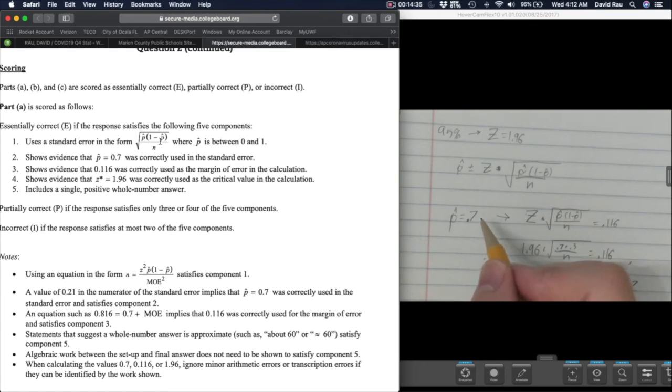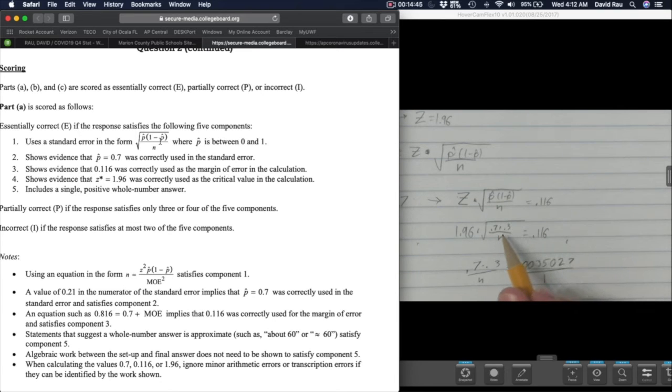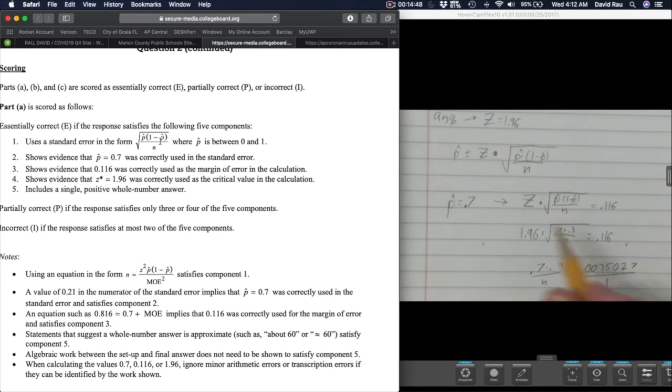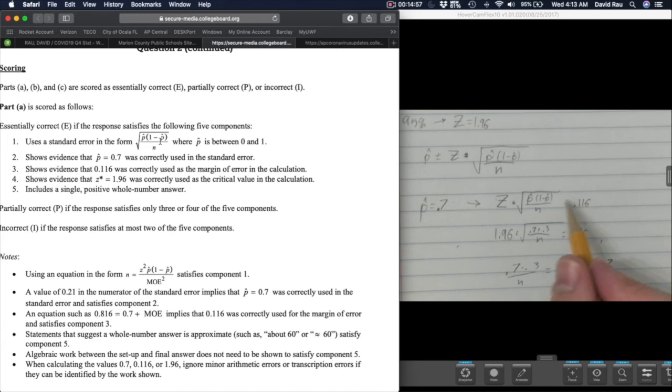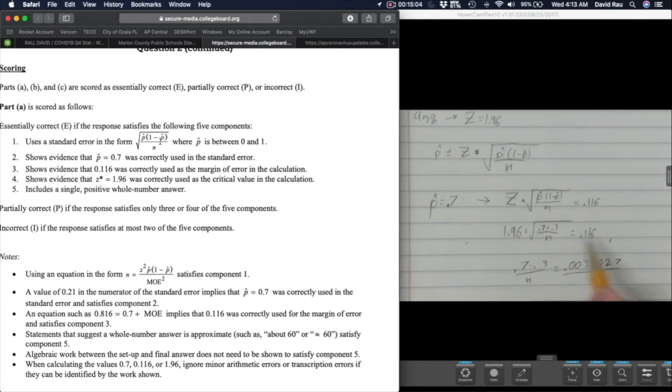Now I did this mathematically, but I didn't actually write out the calculation. Oh, show that it was used correctly in the standard error. Okay, awesome. Yeah, I put that in the standard error correctly. Yay. I didn't have to calculate how I got that, just to show that I was using that in my standard error. I have to show evidence that 0.116 was used correctly in the calculation. Again, I think I've done that. Show evidence that 1.96 was used correctly in the calculation. So really, it's just, did I show my work? Is really what this is all saying.